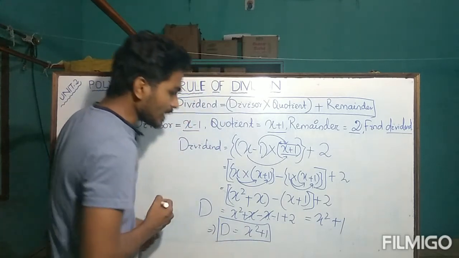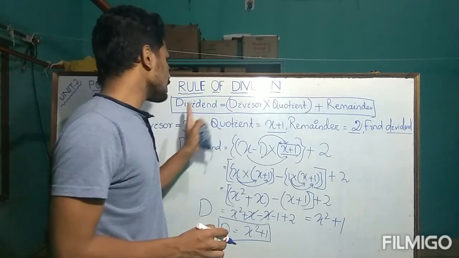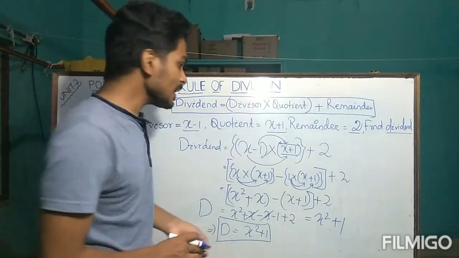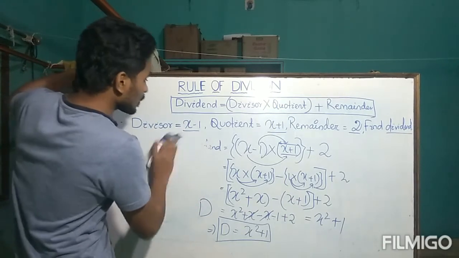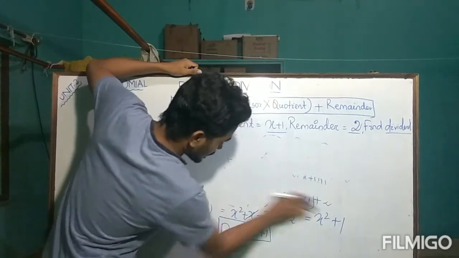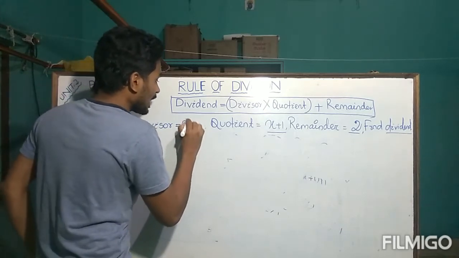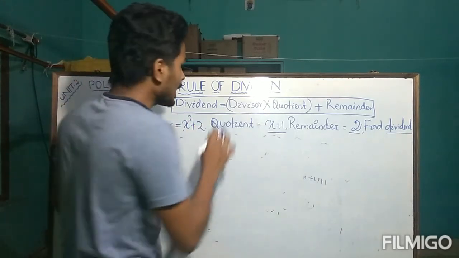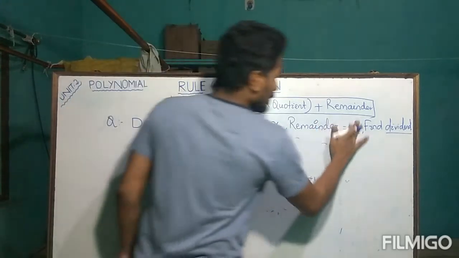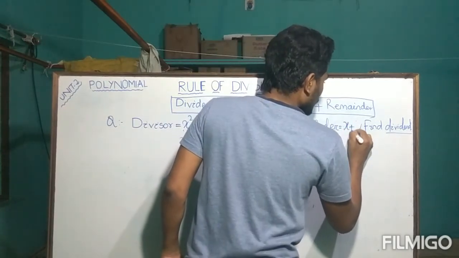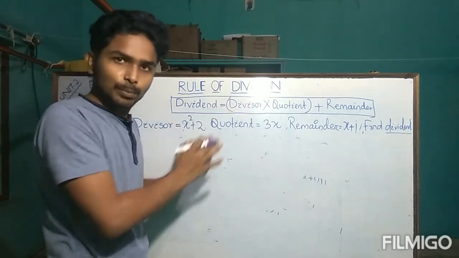So this is the way through which we can find the value of the dividend using the values of the divisor, quotient and remainder. This is the example. Let us take one more example. Suppose the divisor is x square plus 2, the quotient is 3x and the remainder is x plus 1. Then find the dividend. We will use the same formula and same procedure.